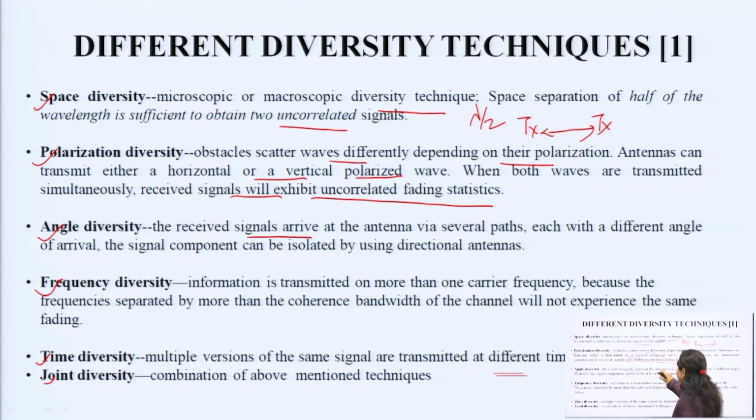Next, third one is the angle diversity. The received signals arrive at an antenna via several paths. Angle diversity means each with a different angle. Let us say this is the receiver and all the signals will be received at a different angle. This is the first angle, this is the second angle, third one is this angle. So, different angles it will be received at the receiver side. That is known as the angle diversity.